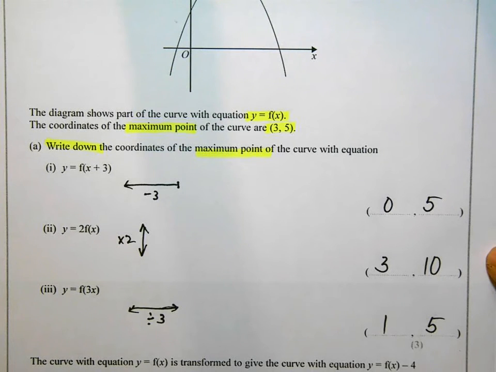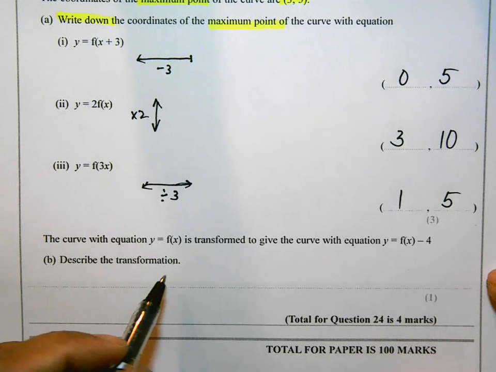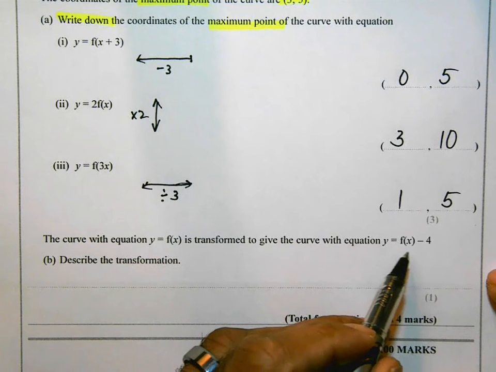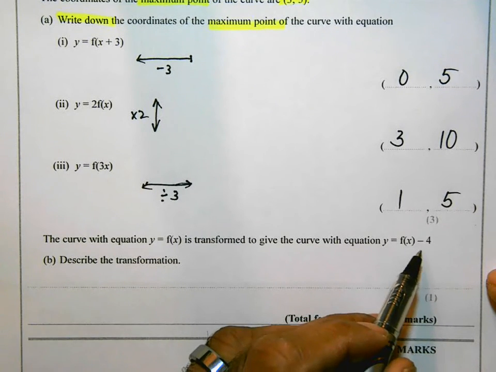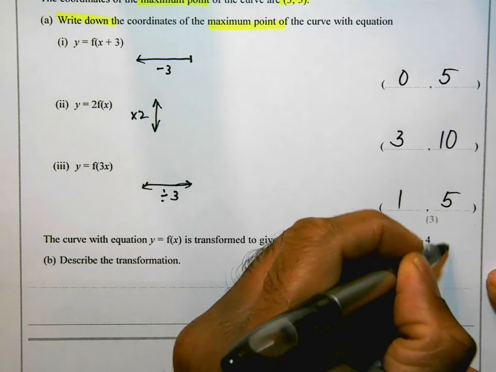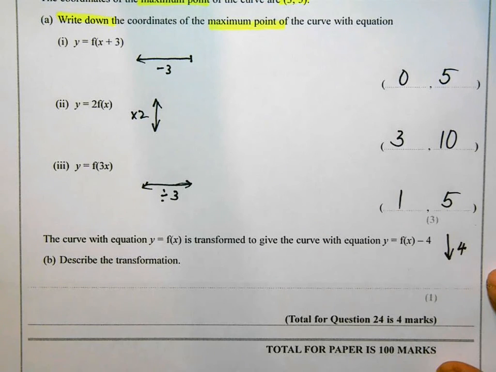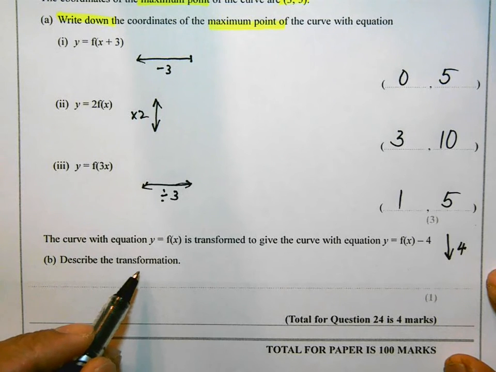Let's look at part B. Part B says the curve with equation y is equal to f of x is transformed to the curve with y is equal to f of minus x. F of minus x means the whole graph has been moved down 4. Okay, so it all moved downwards 4. Okay, they said describe the transformation.